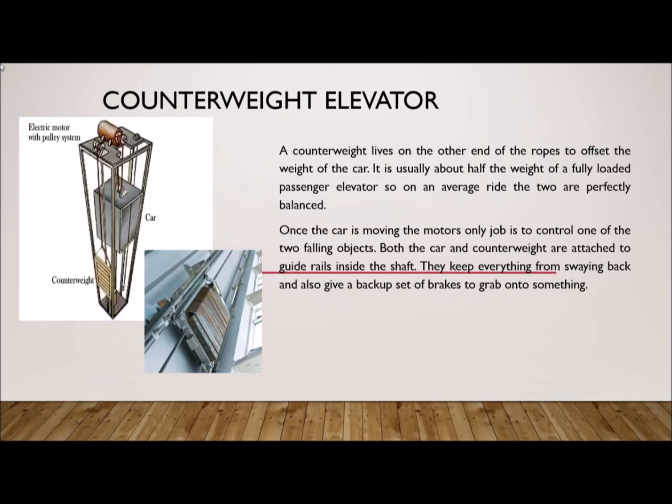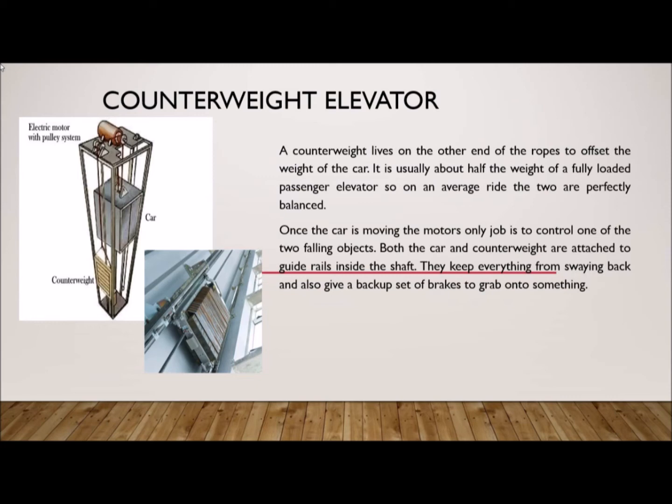And this is the counterweight. Its function, on the other end of the rope, is to offset the weight of the car. It is usually about half the weight of a fully loaded passenger elevator, so on an average ride the two are in perfect balance. All the motor needs to do is move the car by providing a nudge to tip the balance one way or the other. This system saves energy as well as wear and tear on moving parts.